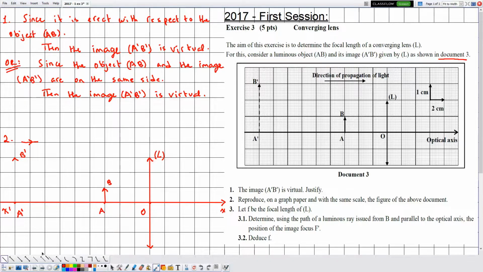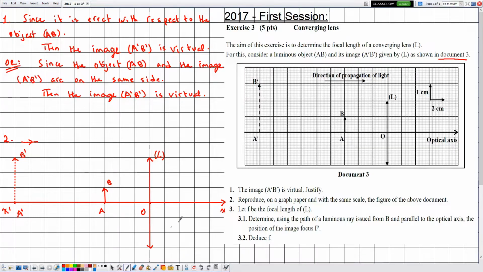Now let's trace the image. Because the image is virtual, it is dotted. And the scale is given by 2 centimeters along the x-axis and 1 centimeter along the y-axis. So this is it for part 2. Now let's move to part 3.